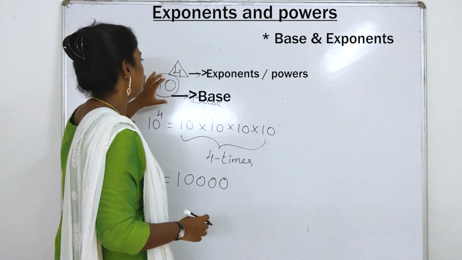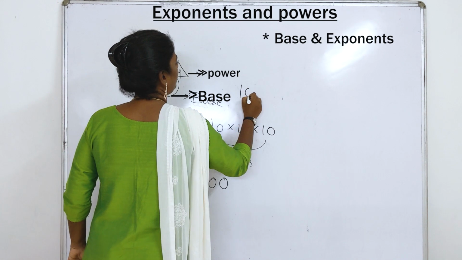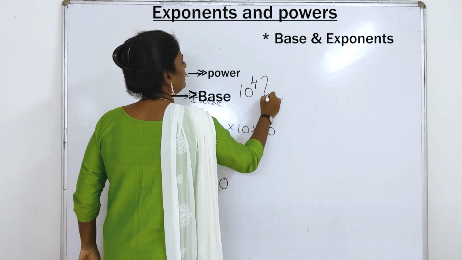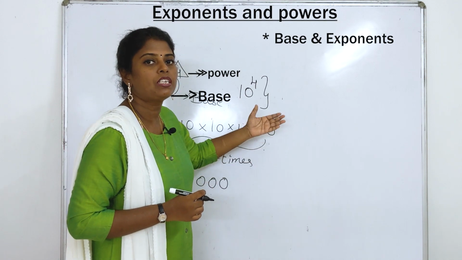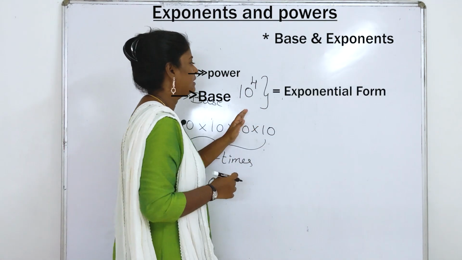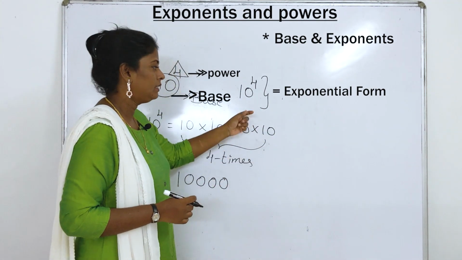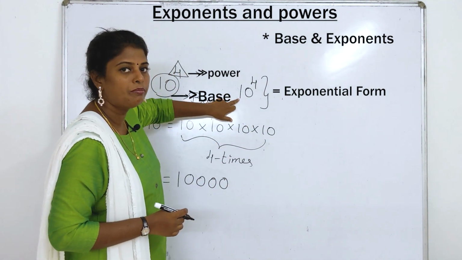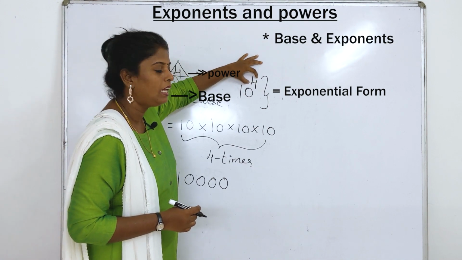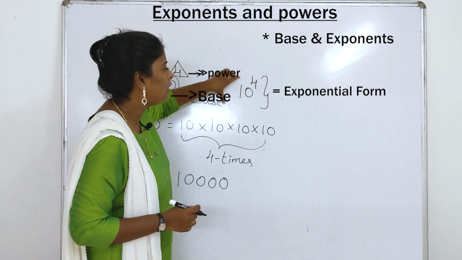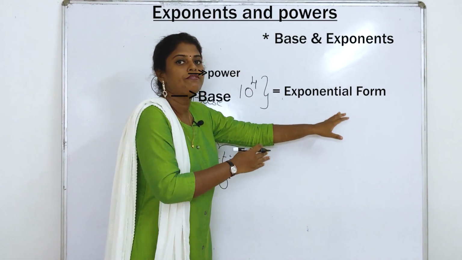And this 10 power 4 is called the exponential form. This 10 is called the base and the power 4 is called the exponent, and 10 power 4, the whole term, is called the exponential form.